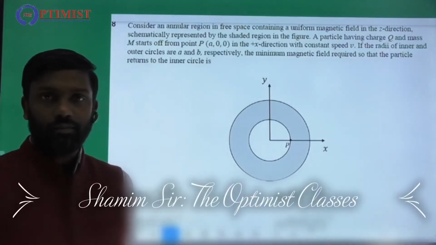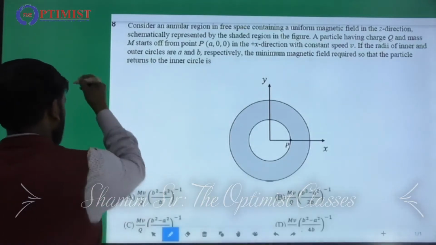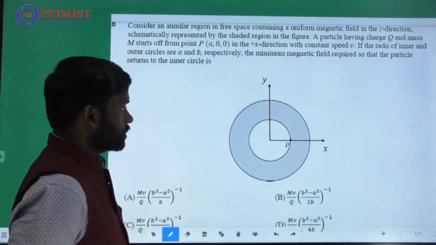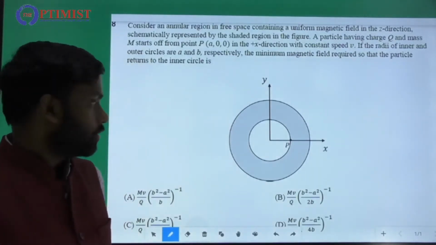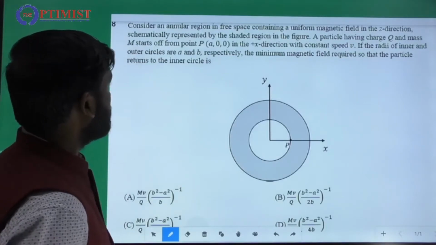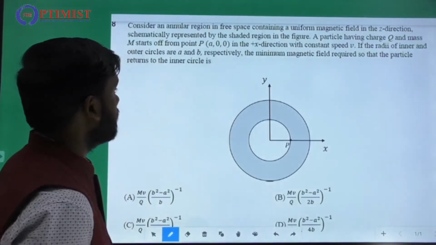This is a question from IIT JAM 2020 exam. IIT JAM 2020. This is a very good question on motion of charged particle in uniform magnetic field. See, the question says, consider an annular region in free space containing uniform magnetic field in the z direction.